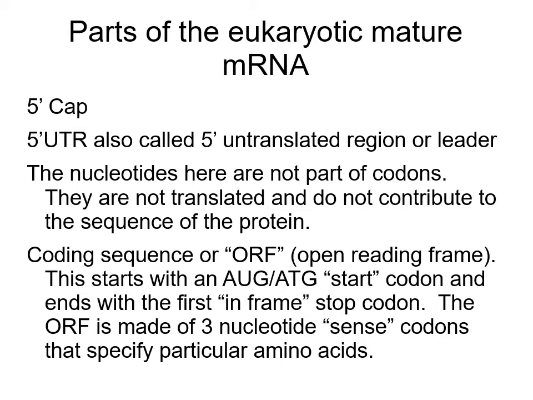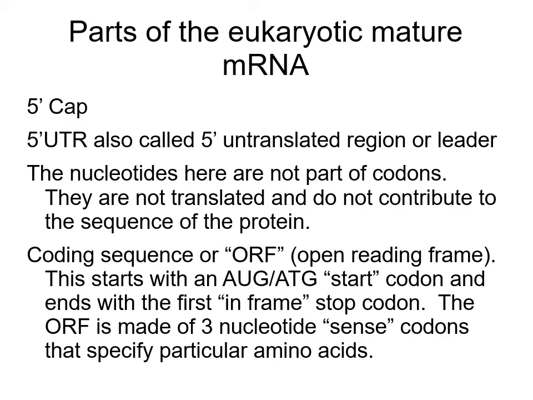But then there's other parts of it that people tend to forget about, which is that not the entire mature mRNA actually contains codons that are translated. So the 5' UTR is also called the 5' untranslated region or leader. This is the part of the mRNA which is before the open reading frame. And the nucleotides here don't count as codons because they're not translated and they don't contribute to the sequence of the protein. This doesn't say they have no function, but in looking at the actual protein sequence, those 5' UTR nucleotides just don't count.